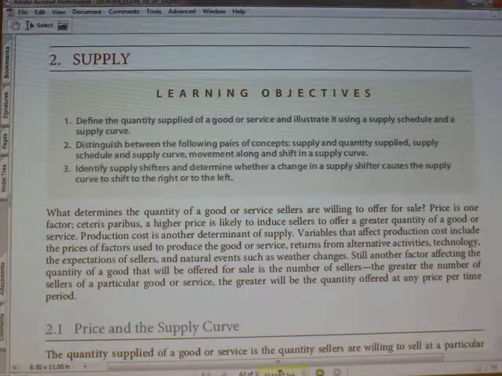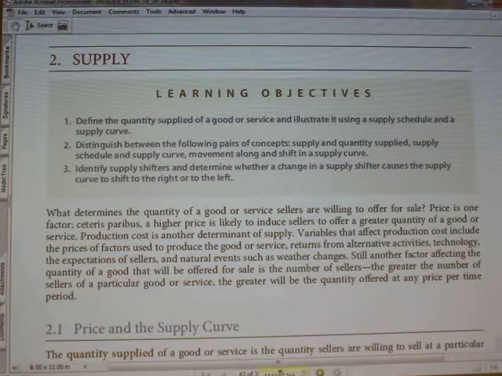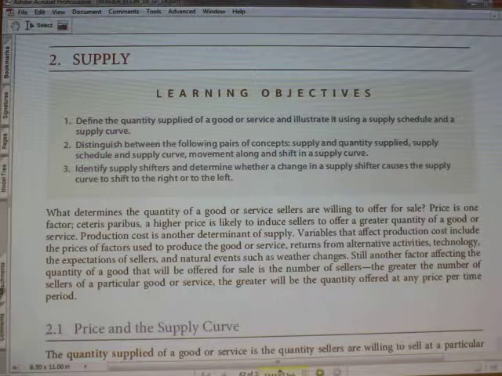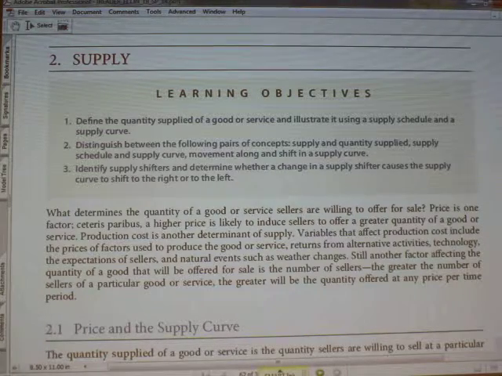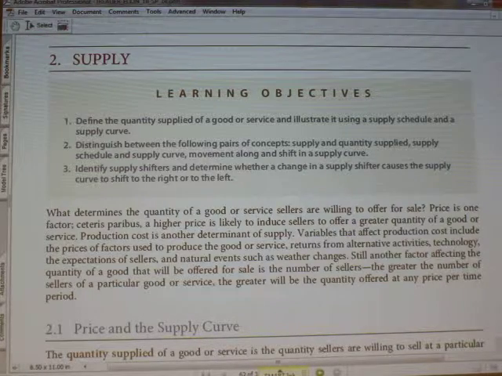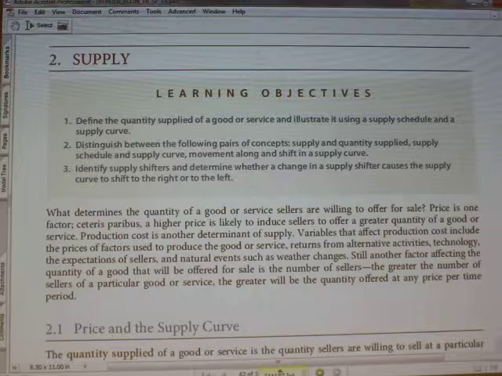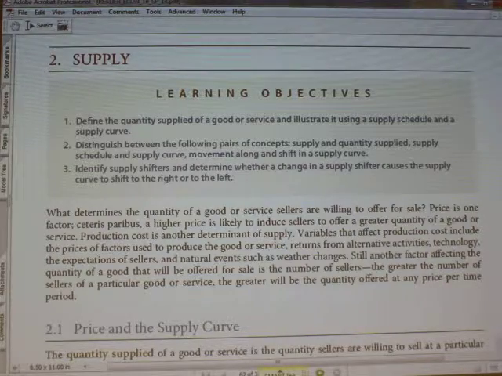In this video we talk about supply, and if you've just seen the lecture on demand, much of this is the same. Only we need to keep in mind that usually when we talk about demand, we're talking about households and consumers, right? But with supply, we're talking about firms and producers.